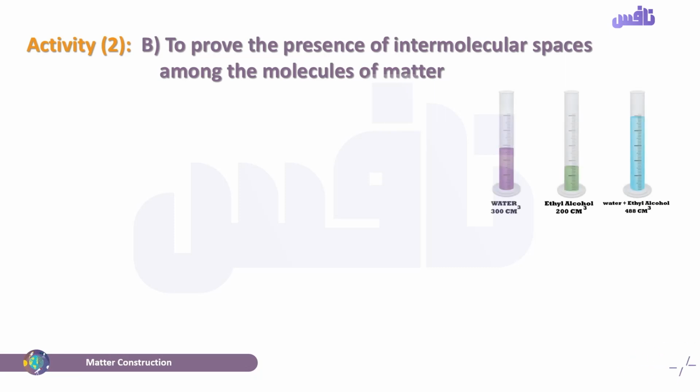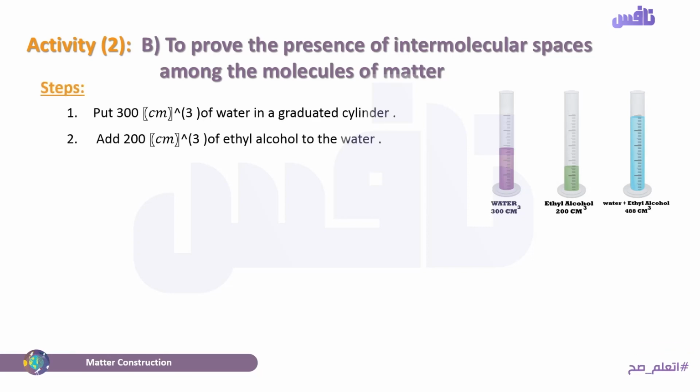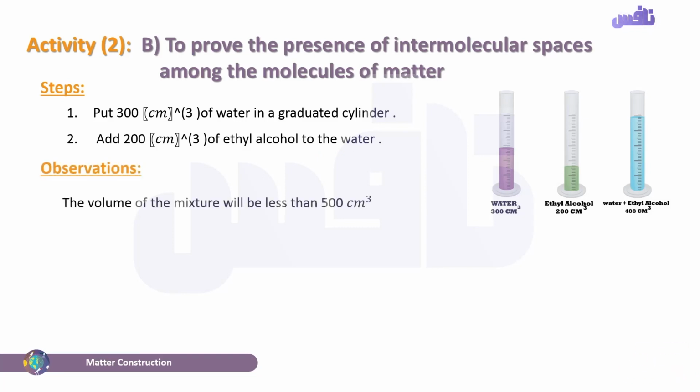Okay. Now bring or put 300 cubic centimeter of water in graduated cylinder, like in the picture. Okay. Number 2, add 200 cubic centimeter of ethyl alcohol to the water. Okay. What do you observe? إيه اللي أنت هتلاحظه؟ The volume of the mixture will be less than the 500 cubic centimeter. معنى كده الفوليوم بتاعي هيبقى أقل من 500 cubic centimeter.